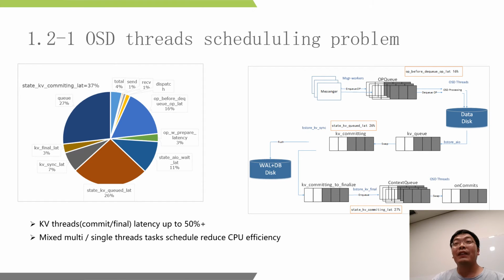The first is the scheduling problem of the KV thread. The KV thread is responsible for writing metadata. It does not have much business processing, but its I/O write operation incurs latency, and it is currently designed as a single thread. According to the setting, KV threads take more than 15% of the latency.